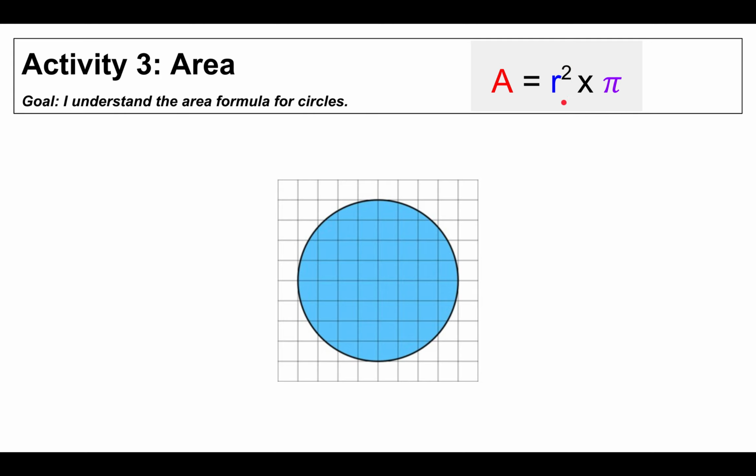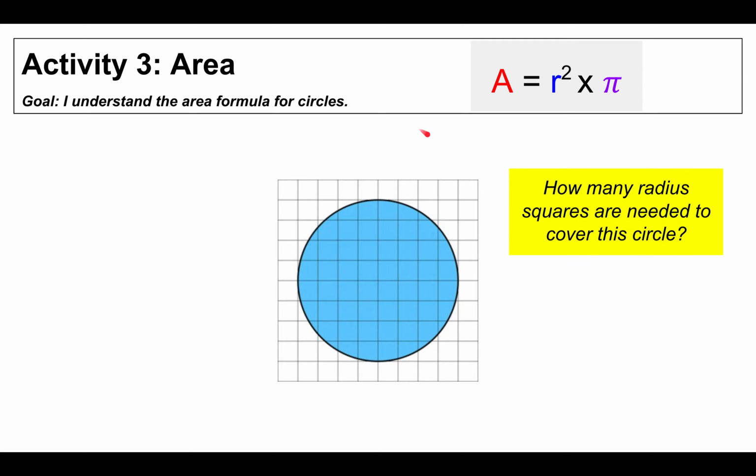Why do you do a radius squared? What's a radius squared? And why do you multiply it by pi? So here is the exact same circle that was on the previous slide. The very first thing I'm going to ask you is, how many radius squares, which this right here is a radius squared, are needed to cover this circle? That's the question we're going to try to answer here.